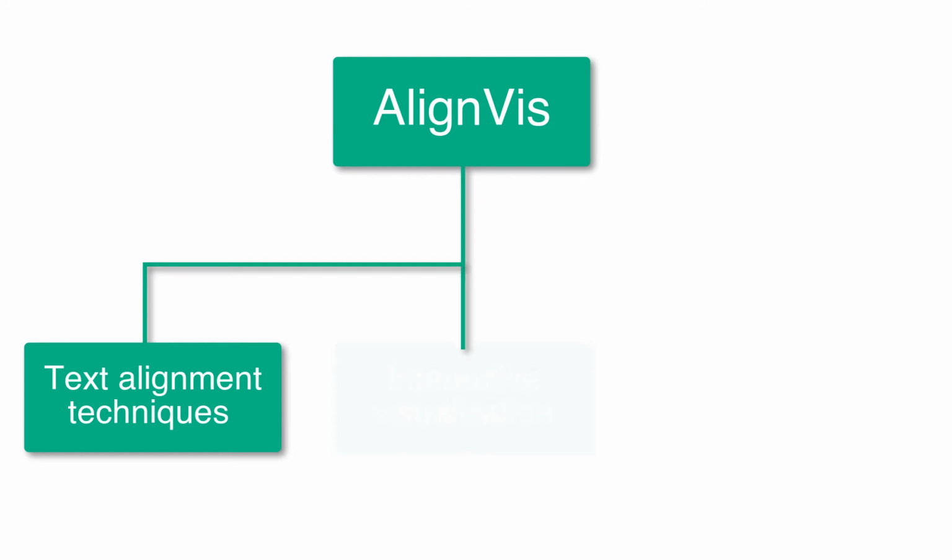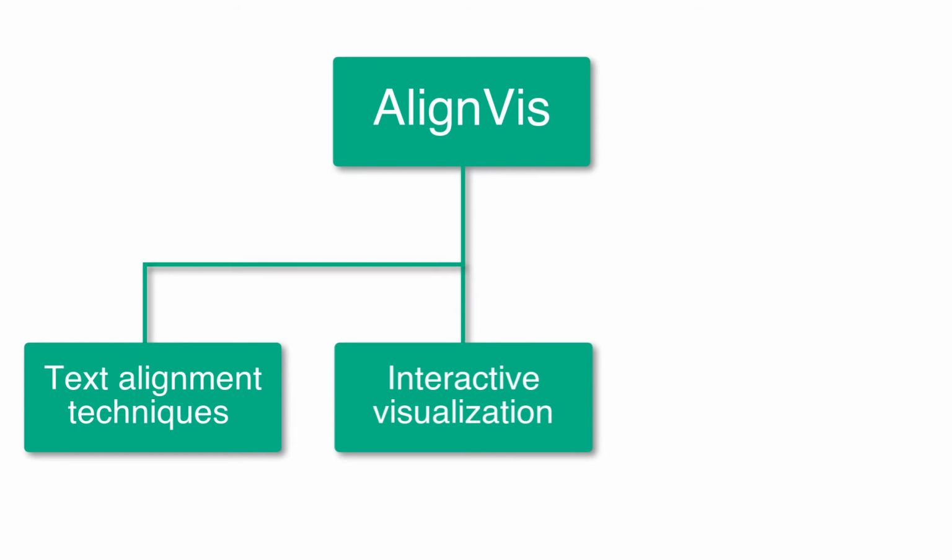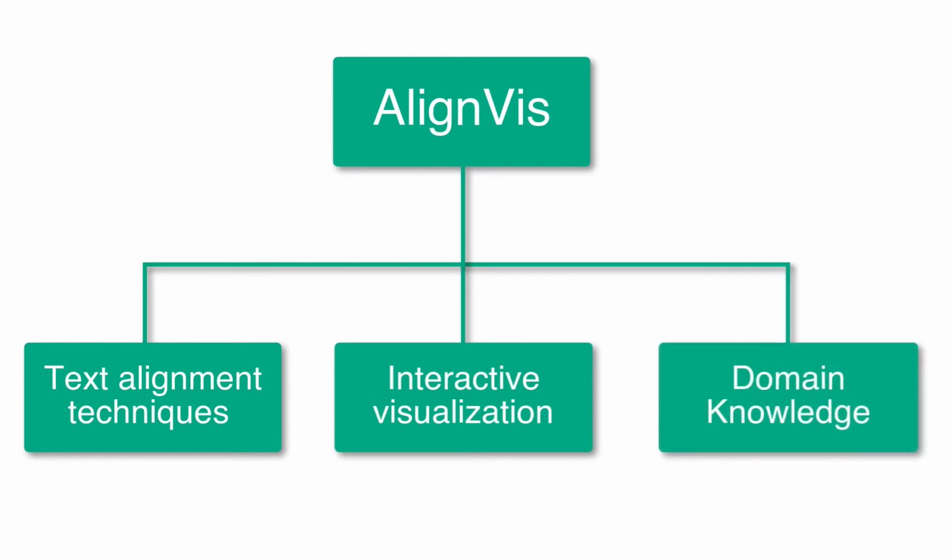AlignVis integrates interactive visualization and domain knowledge intervention techniques in order to support exploration, validation, and refinement of machine-recommended alignments. It enables the user to compare and test multiple text representation and similarity measurements to accelerate the alignment process.